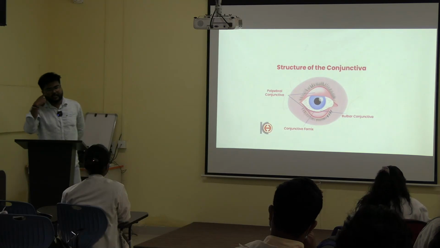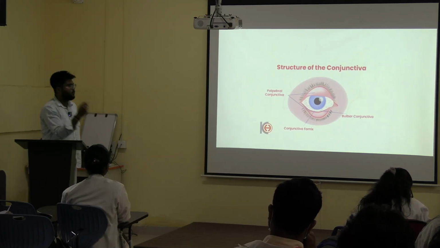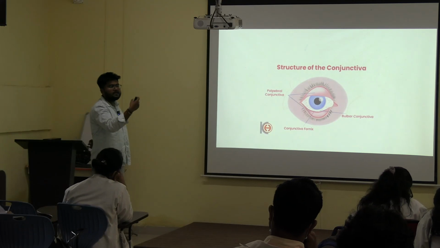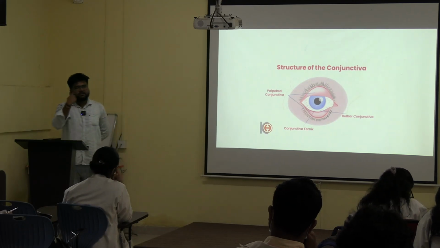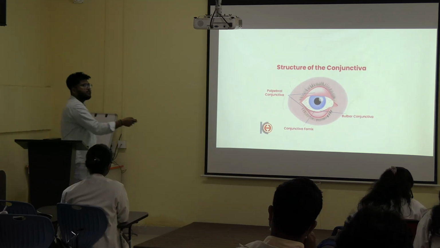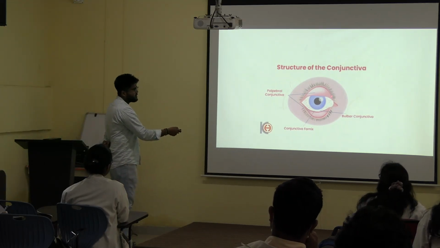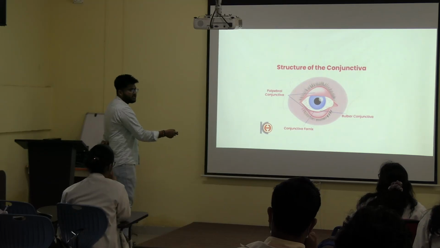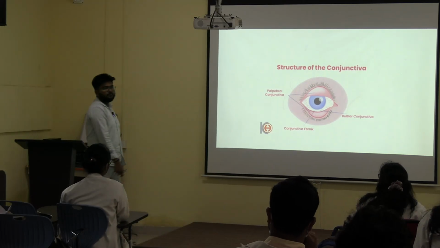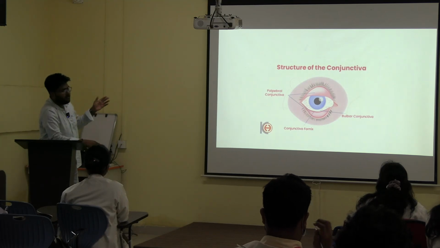So simply, just see this red color part, upper and lower, this is called the palpebral part. And bulbar is mainly this white part, meaning the sclera part. Here you can see another part, this is the demarcation point. See this line, this is called the fornix, the conjunctival fornix. Conjunctiva is very simple, just remember the parts.